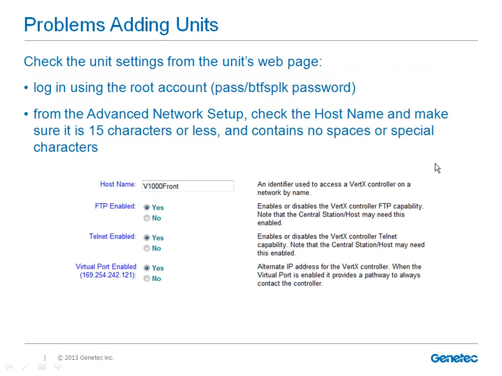If we still can't add the unit in Security Center, we're going to need to verify the settings on the access control unit. We can do this by logging into the unit's web page. And the first section we want to go to is the Advanced Network Setup. From there, we need to check the host name, which is the name we give the controller to identify itself. Now, this name must be 15 characters or less and have no spaces or special characters.